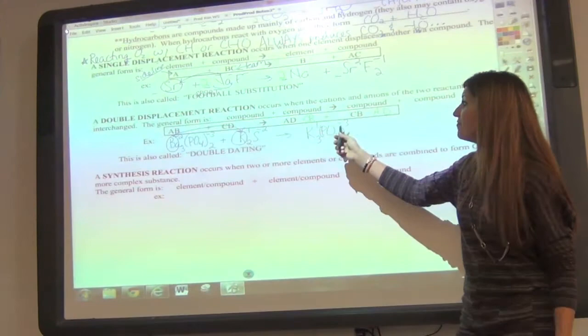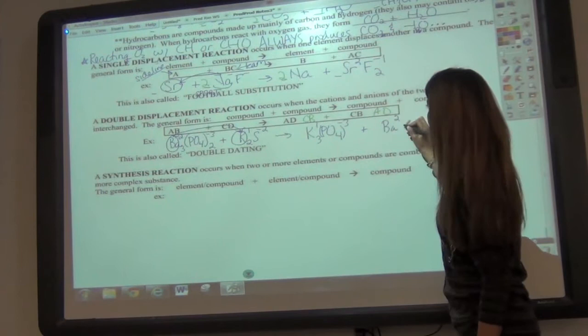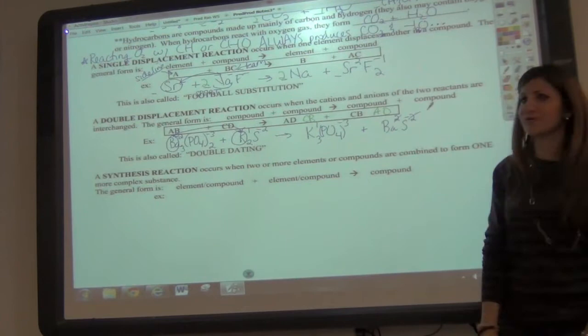Plus, who's switching here now? Barium. Ba is now with S. Barium has a plus two charge, and S is a negative two. So what happens? They cancel out. So those are gone. Now we balance it.